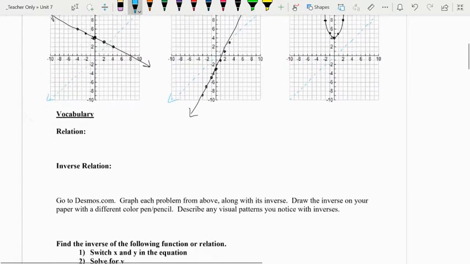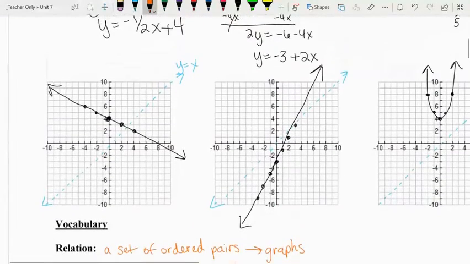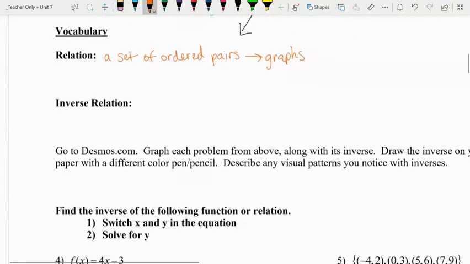So let's talk about relations in general. A relation is a set of ordered pairs. With it being a set of ordered pairs, I hope we realize that graphs are that, right? These graphs, although they are not just a bunch of points, they technically are. Even though it's a line or a parabola, we have a bunch of points making that up, so they are sets of ordered pairs, okay?